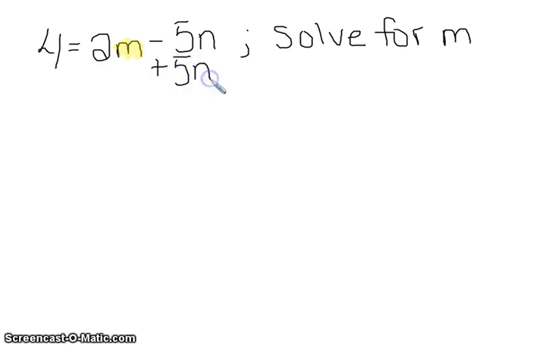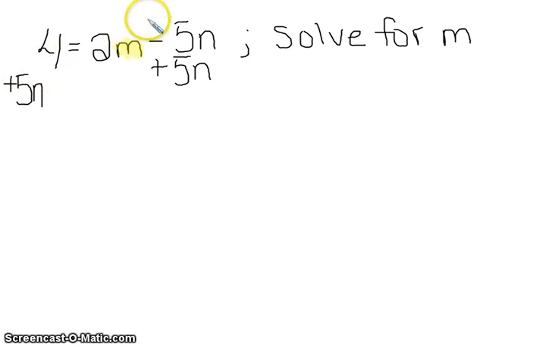Now, just like on the last problem that we did together, I have to move to the other side of my equal sign and add 5n. But this 4 does not have an n. I cannot add 5n to this 4. So I'm going to write plus 5n off to the side, not directly under the 4. That way I remember I can actually combine those.